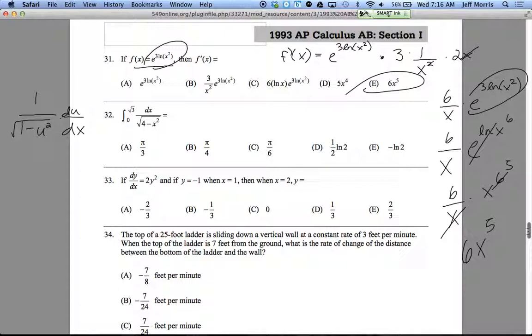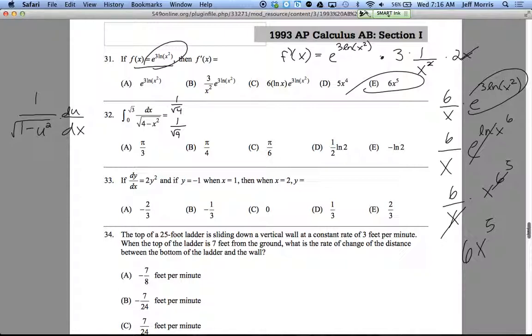Root 4, right? Now, here's the deal. You're multiplying really by 1 over root 4. But if you multiply the bottom of this fraction by 1 over root 4, what do you got to multiply the top by? 1 over root 4. This is a u substitution problem. It's just not what you thought.